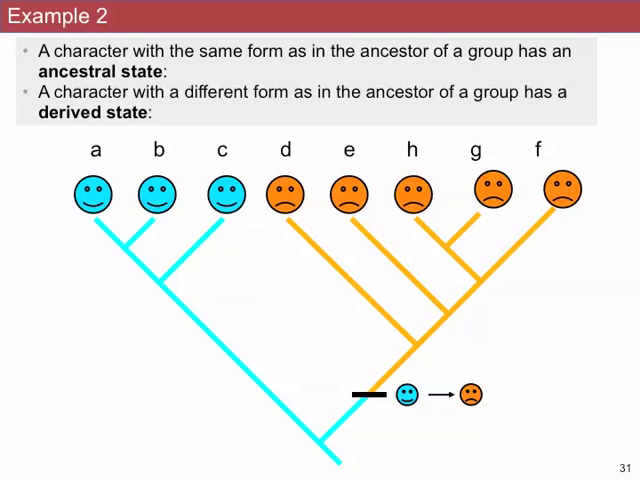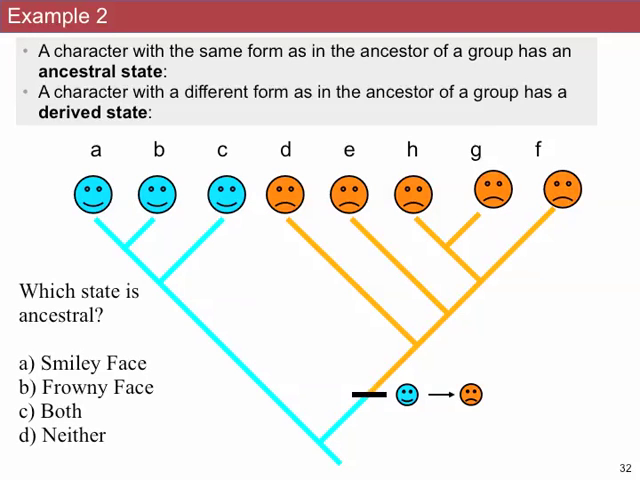So for this particular group of organisms, we have to distinguish between ancestral states, which were present in the common ancestor, and derived states. So a derived state is any state that is different from the state present in the common ancestor of that group that you are referring to. So it's really important to understand these.